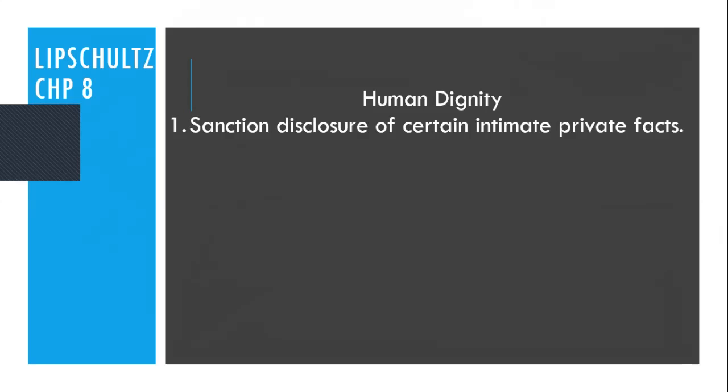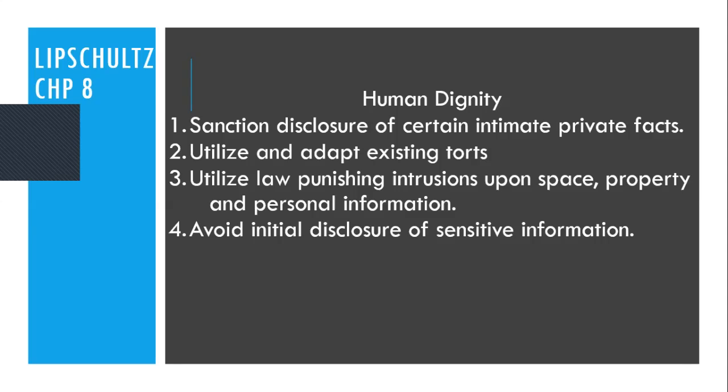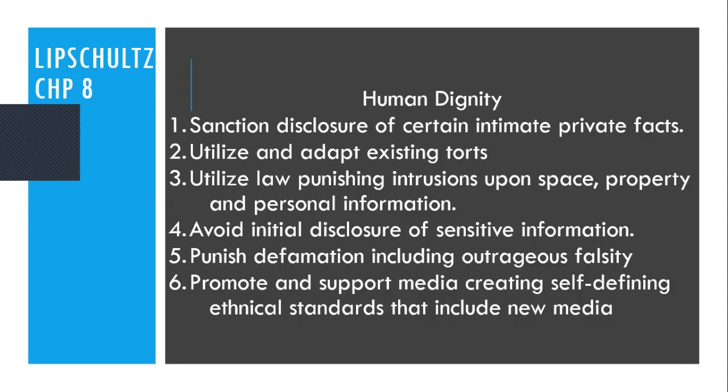So there were then created these 6 human dignity models. I'll go over the 6 here. Number 1, the sanction of disclosure of certain intimate private facts. Number 2, utilize and adapt existing tools. Number 3, utilize law punishing intrusions upon space, property, and personal information. Number 4, avoid initial disclosure of sensitive information. Number 5, punish defamation, including outrageous falsity. And 6, promote and support media creating self-defining ethical standards that include new media.